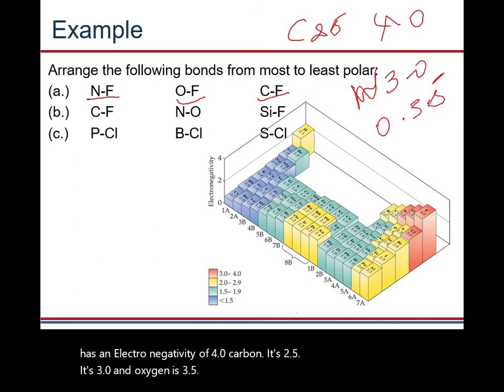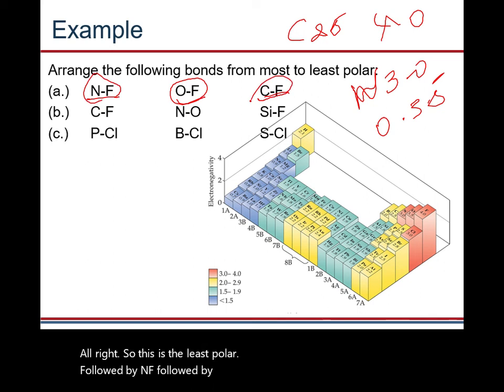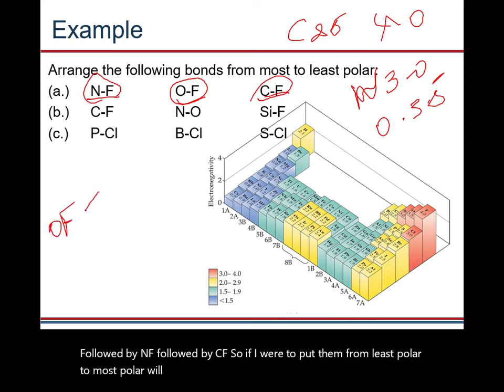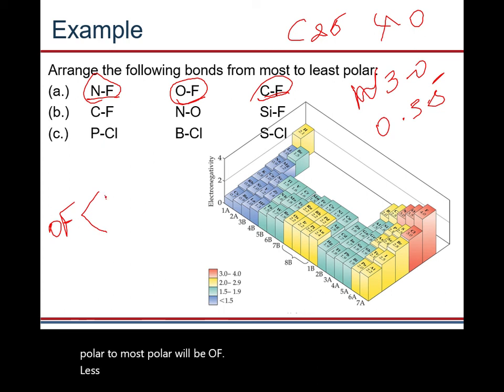All right, so this is the least polar, followed by NF, followed by CF. So if I were to put them from least polar to most polar, it will be OF less polar than NF less polar than CF. All right, you can do the other two.